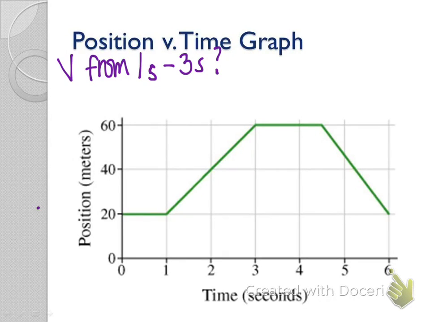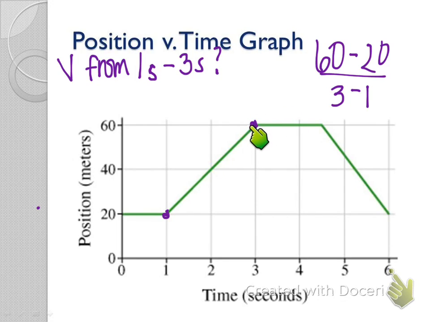All right, if we're going to calculate slope from here to here, it's delta y over delta x. So we need to start with our final, which is 60 minus 20 over 3 minus 1. Right? Final minus initial. So your final y was 60. Your initial y was 20. Your final x was 3 seconds. Your initial x was 1 second. Did we do that correctly? Okay, it's final minus initial. So you've always got to start with your final and subtract your initial.